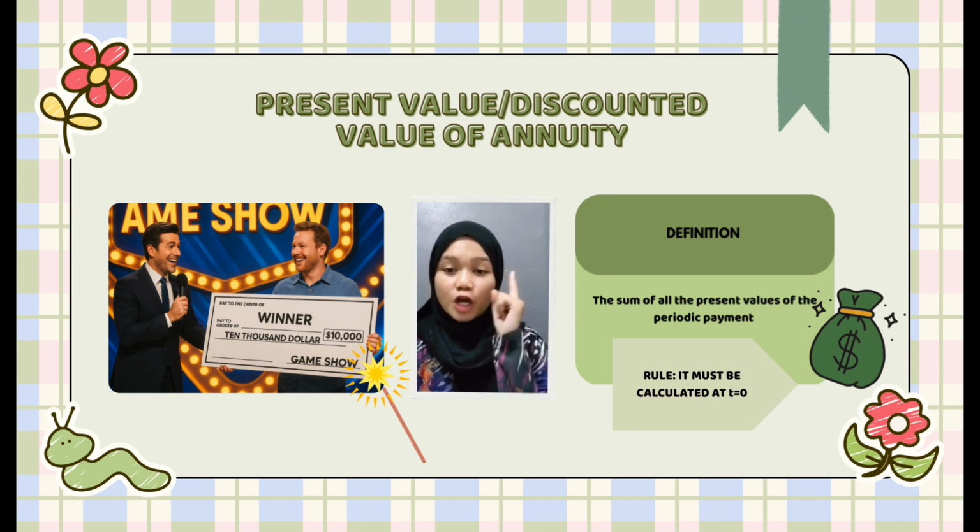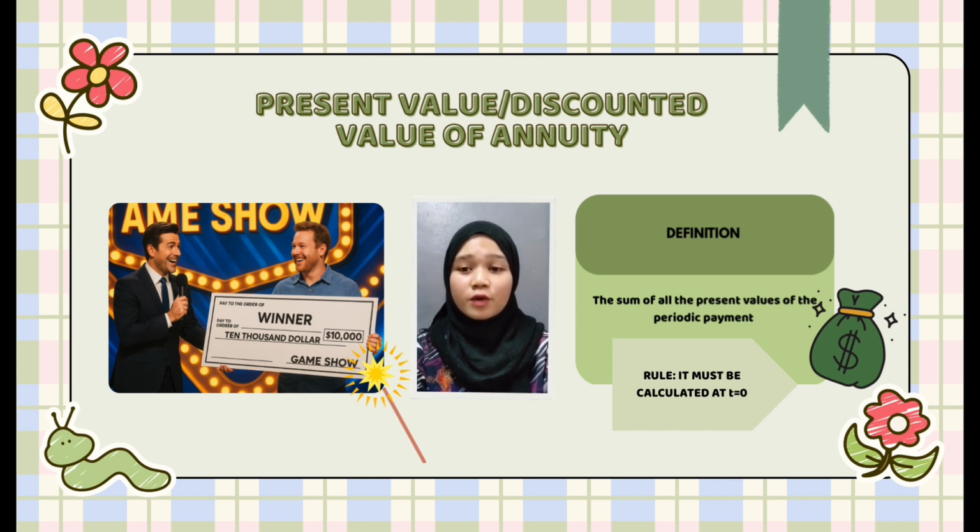Think of it like this. You win a game show and they tell you that you get $100 every month for the next 3 years. But you are smart. You ask, what is that actually worth today in one lump sum? That is exactly what the present value helps you figure out. It's the sum of all future payments brought back to today's value, like time traveling money.